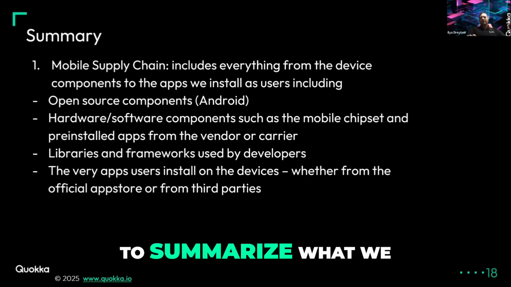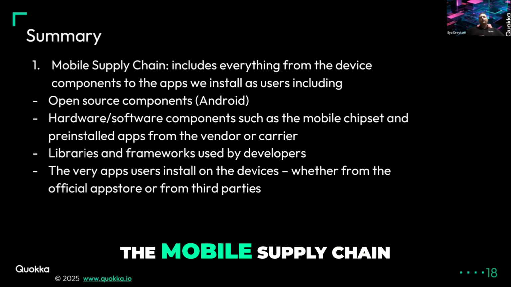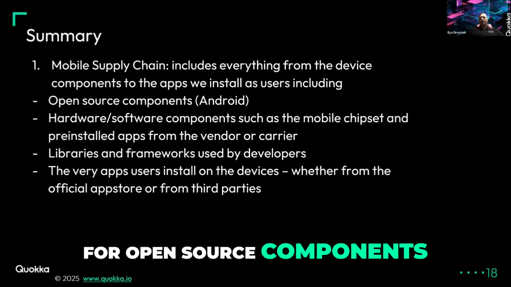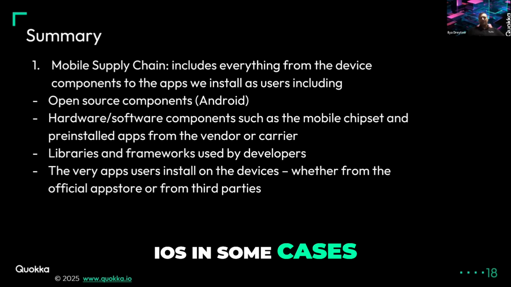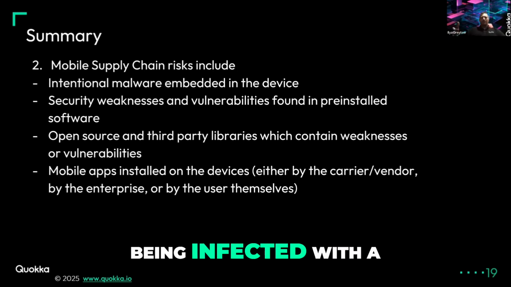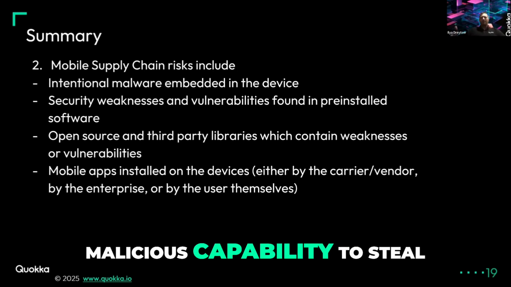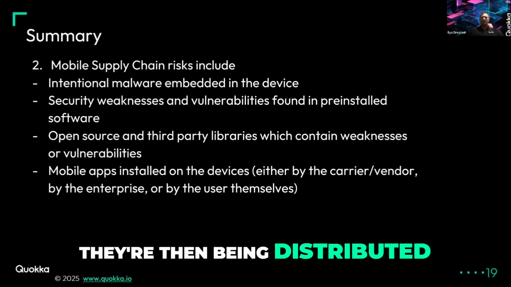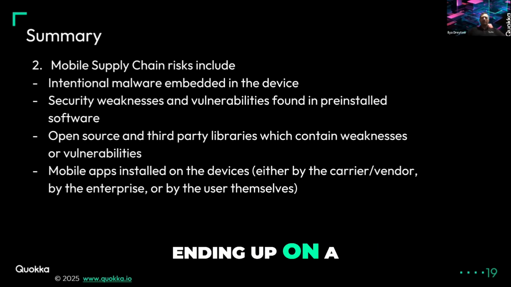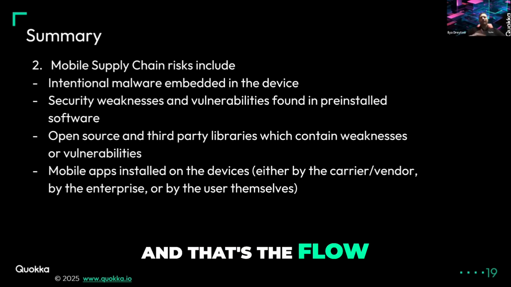So to summarize what we talked about so far, the mobile supply chain actually includes everything from the device itself all the way to the apps that we are using as users. And when we look at the details, so for open source components like Android, iOS, in some cases, you have some libraries that are open source that are part of the applications, right? So the packages are being infected with a worm that has this malicious capability to steal passwords. They're then being distributed to developers unknowingly, who are then including them in their own apps, who are then ending up on a mobile device. And that's the flow of that supply chain.